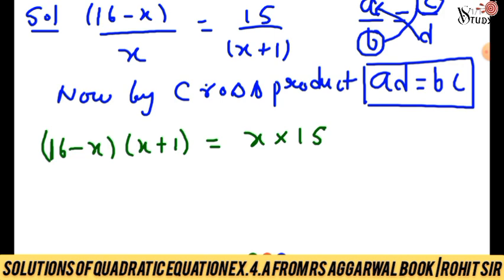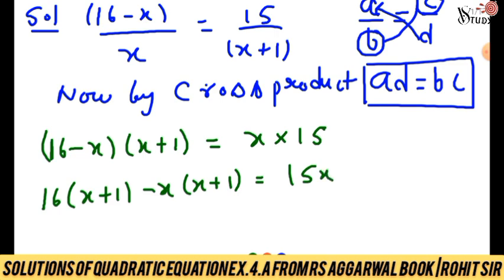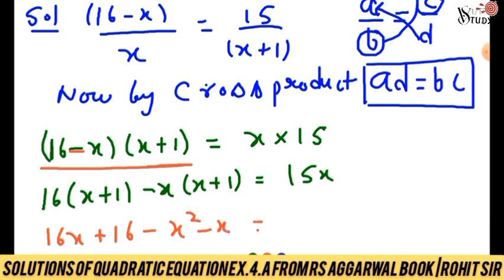Now what we do, we are going to multiply it. Now 16 is multiplied with x plus 1, and negative x is multiplied with x plus 1, and here we have 15x. Here we apply the distribution law over subtraction, because the sign here is negative. Now we have 16x plus 16 minus x square, and minus x is equal to 15x.